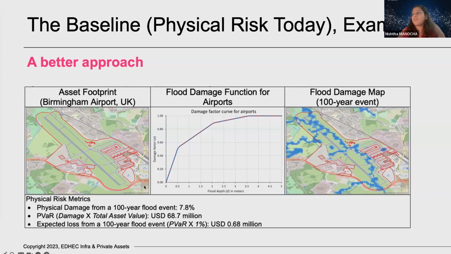In a 1 in 100 year event, we run this through our weather models, our hazard models, and we find at exactly what location how much of the asset has what level of flood, which can then be translated into a financial value of risk. For this particular example, the physical damage from a 100-year return event is about 7.8%. That means about 7.8% of the asset is damaged. So your value at risk is about $68.7 million, and your expected loss is about 0.68 million.